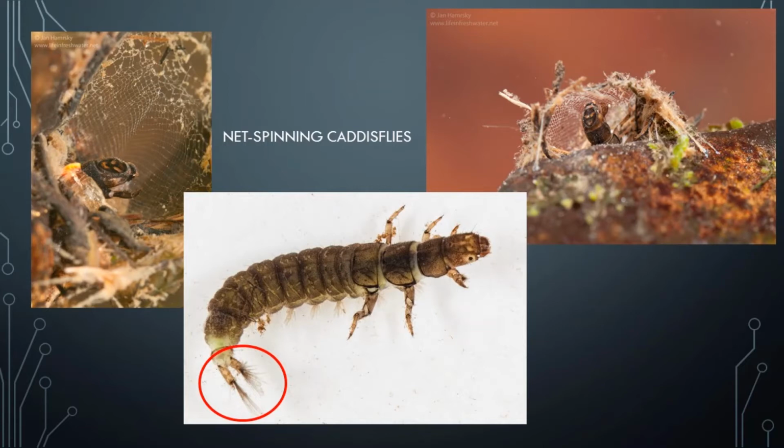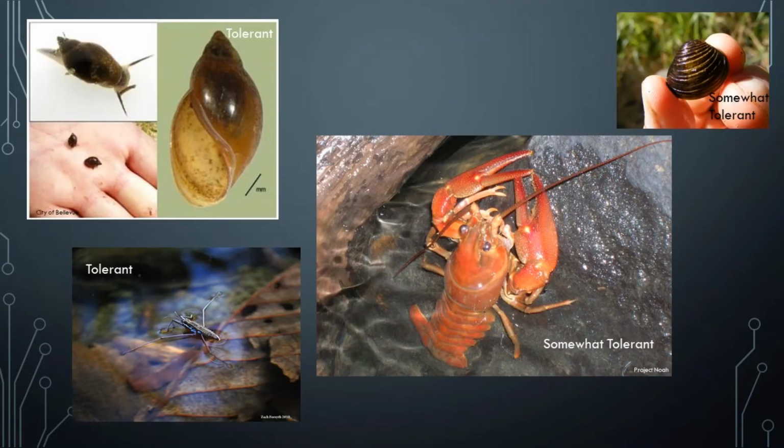Caddisflies can be predators, grazers, collectors, and shredders. Some other species you might find along Johnson Creek are snails, pictured on the top left. Snails with an opening to the left are considered tolerant to pollution, so they can handle quite a bit. Another is water striders, pictured on the bottom left, which are also tolerant. Crayfish, which is pictured on the bottom right, are somewhat tolerant of pollution.